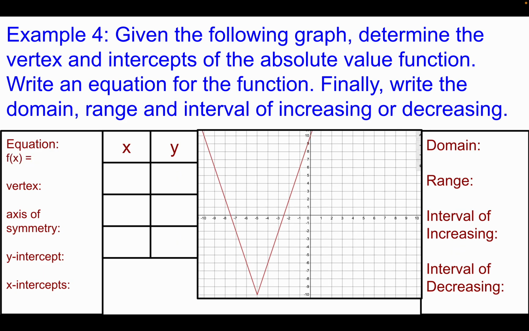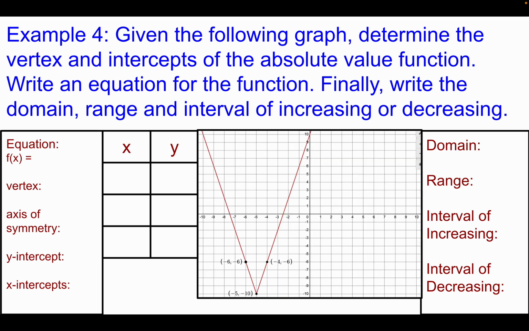Okay, last example. Given the following graph, determine the vertex and x-intercepts of the absolute value function, write an equation for the function, and finally write the domain, range, and interval of increasing and decreasing. Okay, so let's start by identifying some points. I'm picking (-5, -10), (-6, -6), and (-4, -6). Put those into the table.